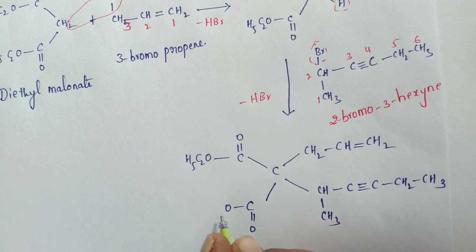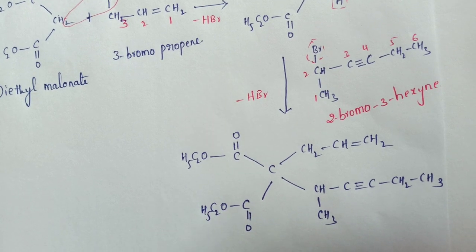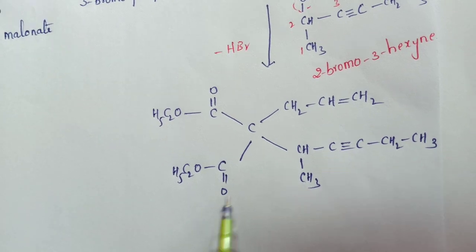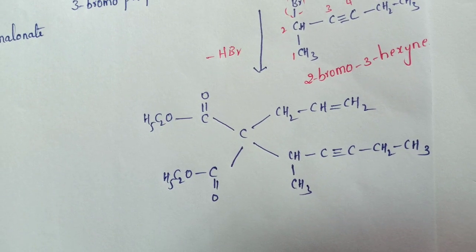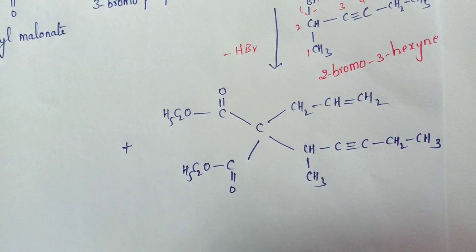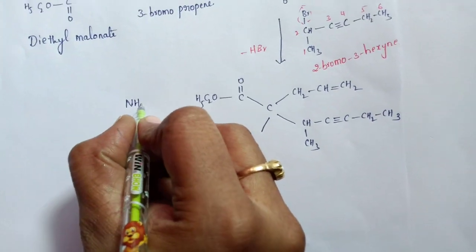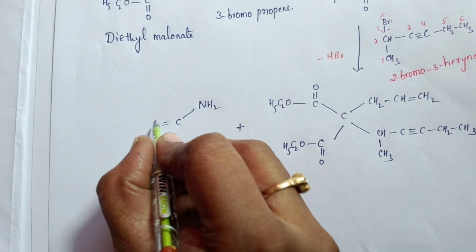O C2H5, and whatever functional group we want at the fifth position we will get here. So this compound is again treated with urea. So for this molecule just attach urea. So what is urea? NH2 C double bond O.